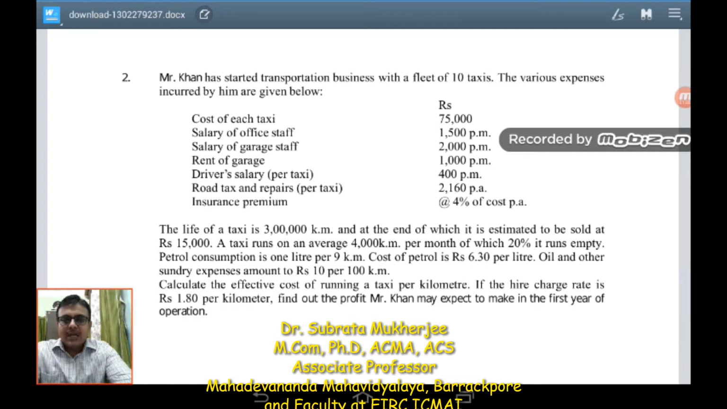If the hire charge rate is rupees 1.80 per kilometer, find out the profit Mr. Khan may expect to make in the first year of operation.